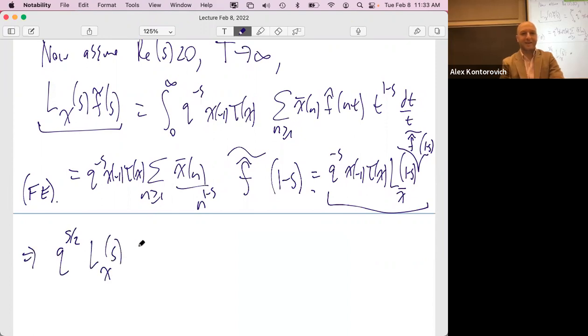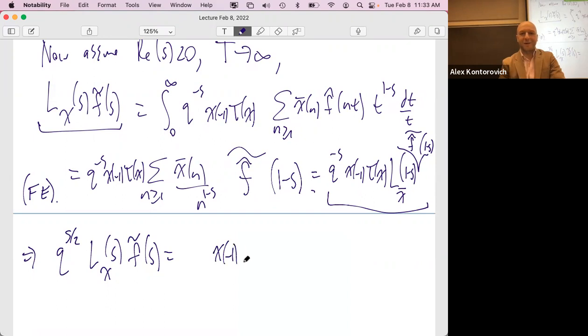L chi s f tilde of s. So if I multiply this by q to the... I want this to be q to the 1 minus s over 2. I'm missing a q somewhere. Right, that's what I'm missing. I want this to be over root q. Oh, I just put it in. Yeah, sure. Okay, I'll just put it in.